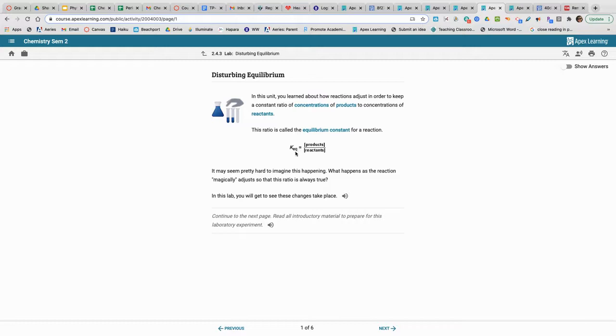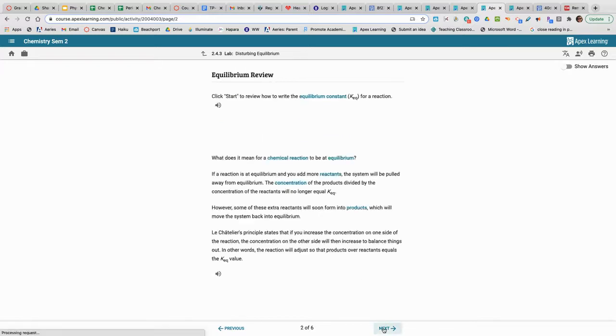So this KEQ, which is the equilibrium constant, always wants to stay the same. So if the amount of reactants changes, then the equilibrium will shift to make more products so that this ratio can always stay the same. And vice versa. If you, let's say, take some product away, the equilibrium will shift to make more product because it wants this equilibrium ratio to stay the same. So in this lab, you're going to see how this occurs, okay?